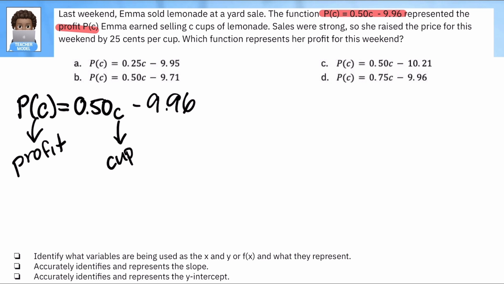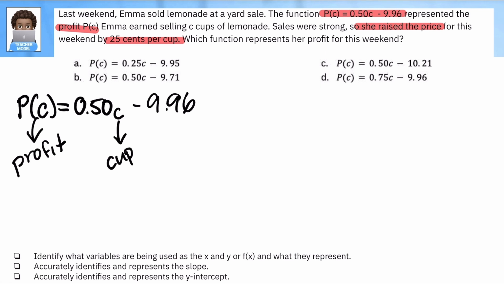Okay. Sales are strong, so she raised the price for this weekend by 25 cents per cup. Which function represents her profit for the weekend? All right, so let's try to figure out what this could mean. She raised her price by 25 cents per cup. Hit pause and try to identify which function represents an increase of 25 cents per cup.